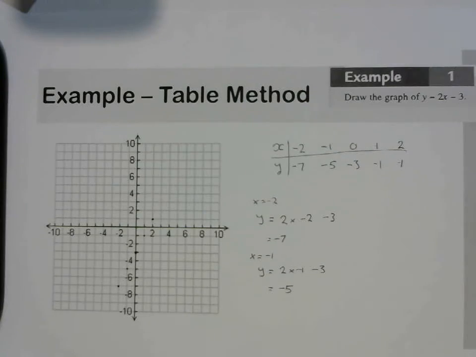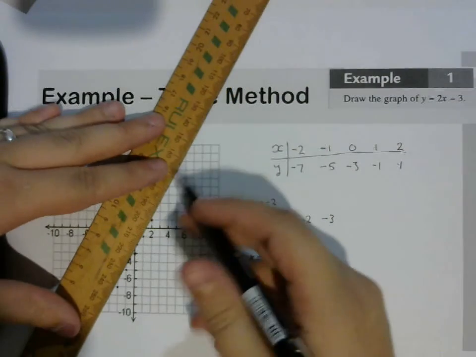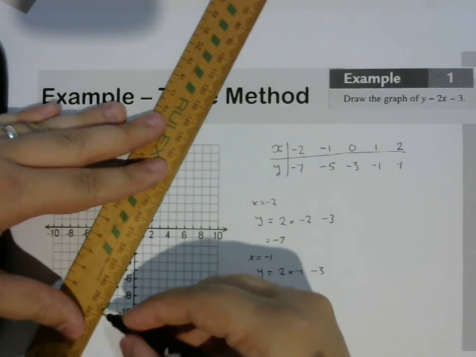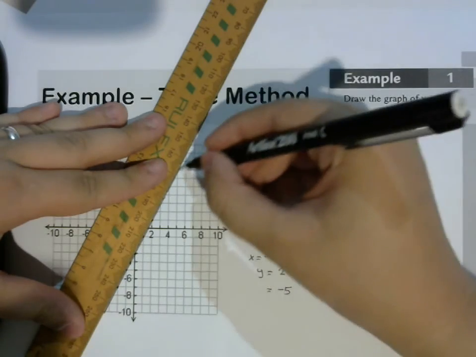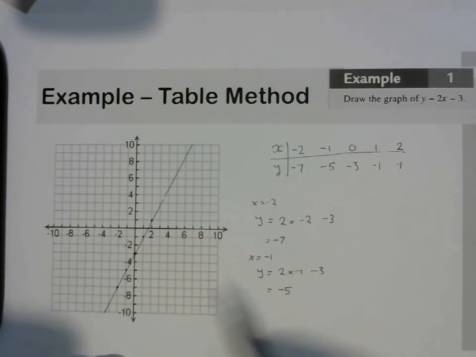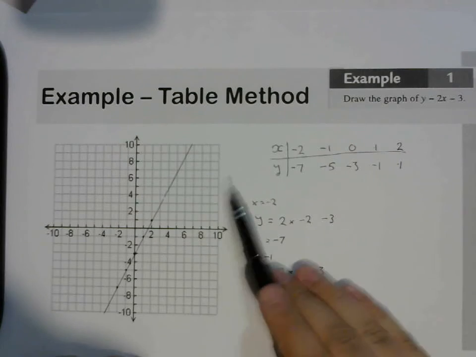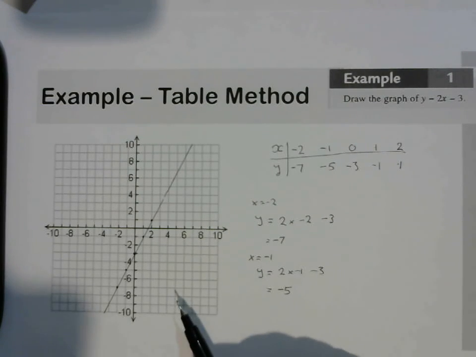What I can now do is grab my ruler, line it up over these dots, and then draw a straight line. And there you have it. This is the graph of the linear equation y equals 2x minus 3.